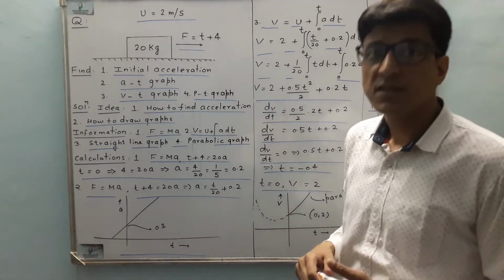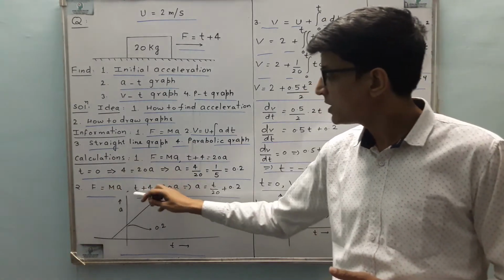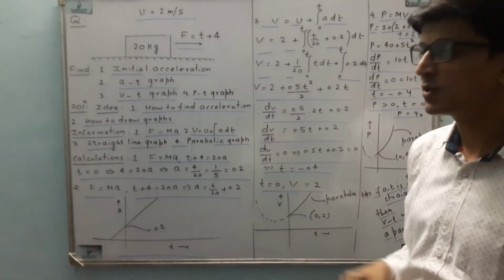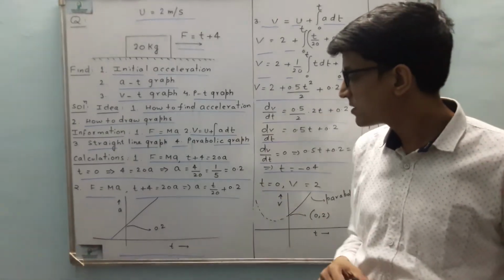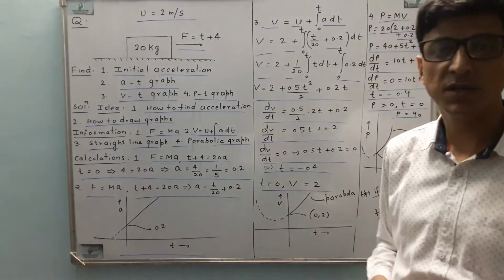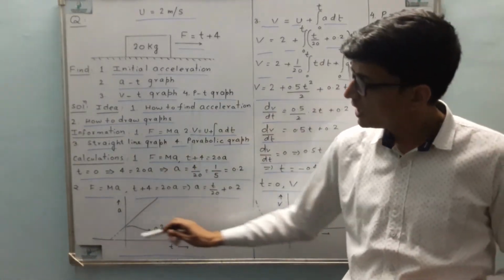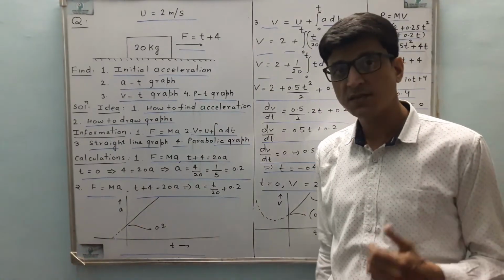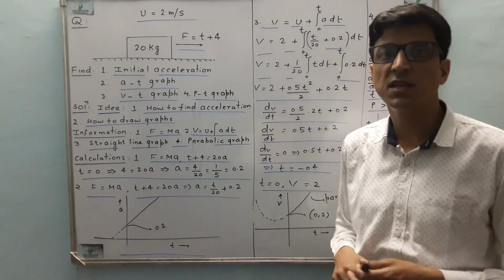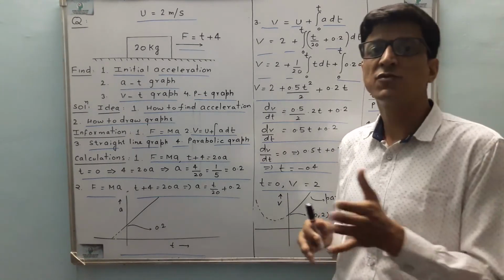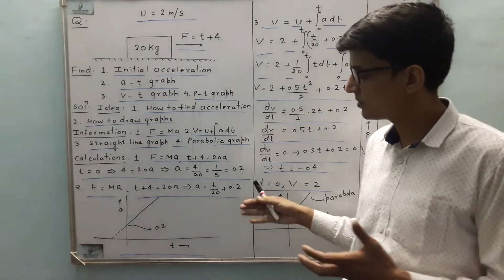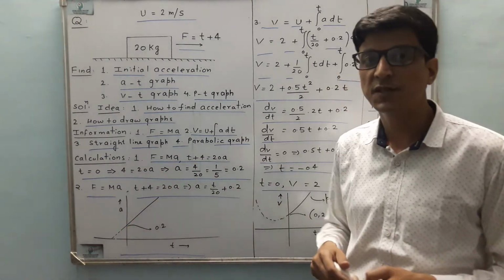Let's find the instantaneous acceleration. F is equal to ma, t plus 4 is 20a. That gives you a is equal to t by 20 plus 4 by 20, which is t by 20 plus 0.2. So we know that it's the equation of a straight line having positive slope and intercept 0.2. So that will be the shape of the graph. I have drawn this graph as dotted because time is not negative. It's possible to give a certain reference, but we assume that time moves forward and it's not possible to revert it back. So I have drawn this graph as a dotted one.